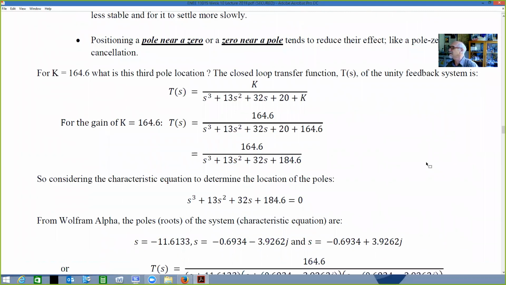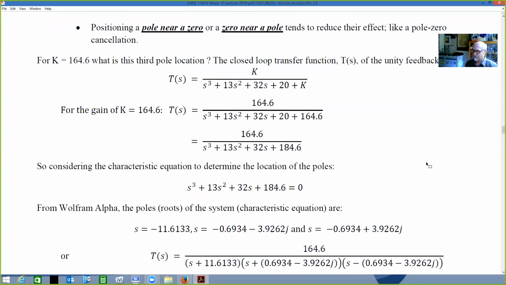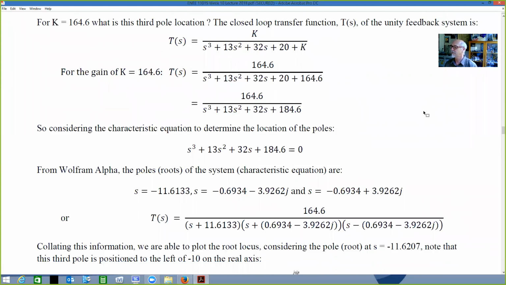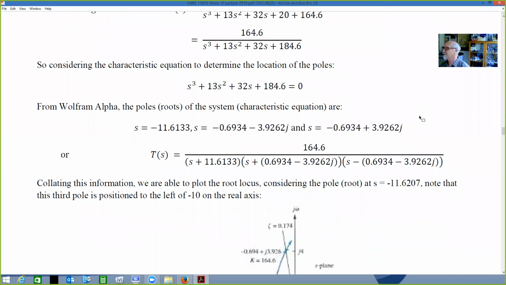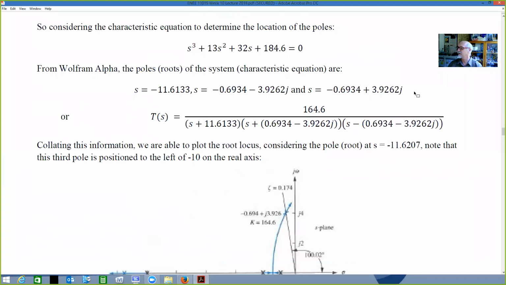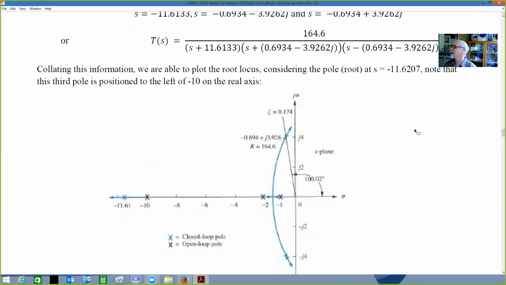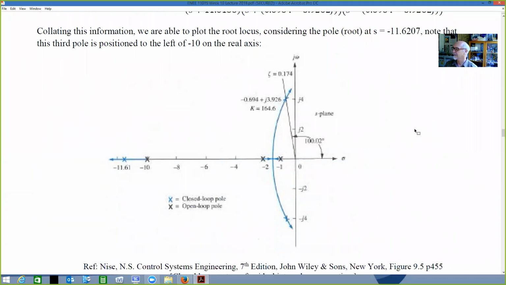So the closed loop transfer function, T of S, of the unity feedback system, we go back to that. We were able to derive that before. We know that our gain is 164.6. So what we're going to do now is look at our characteristic equation. Now you can use Wolfram Alpha, you can use a calculator, but in this case, when I do that, I'm able to find the roots of that equation. So therefore, these are now my factors. Use of brackets, this is very important. And so collating this information, we're able to plot the root locus, considering that the pole root is at S equals negative 11.6207. So when we do that, we plot that out.